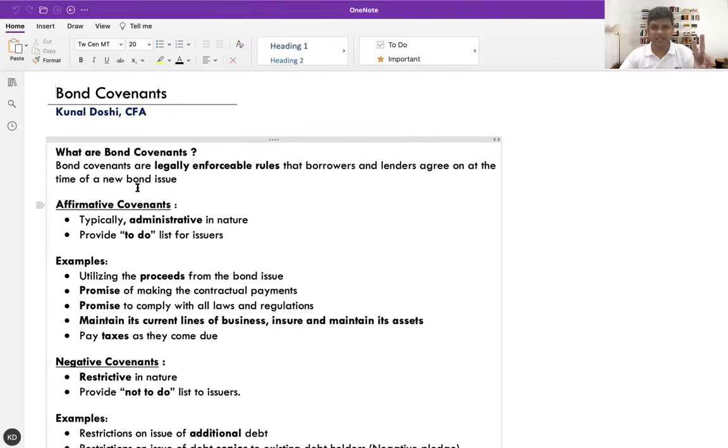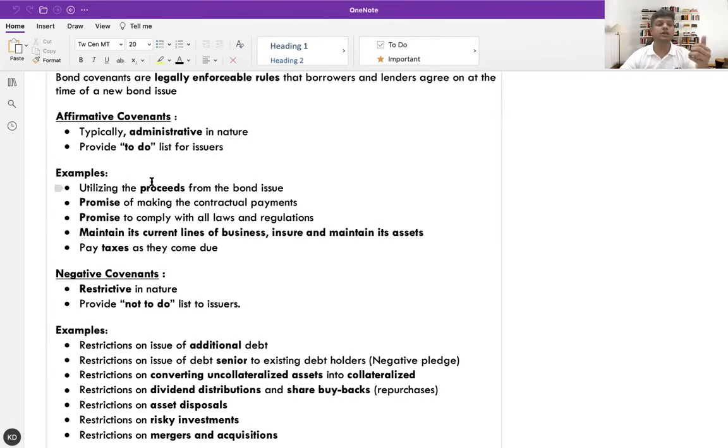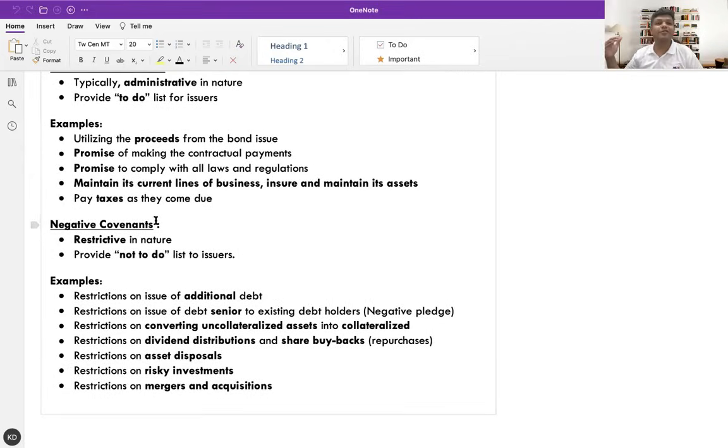So there are two types of conditions or covenants, affirmative and negative. Affirmative means what should the borrower do? And negative means what should the borrower not do? Clear? So for example, what should the borrower do? The borrower should make timely payments. The borrower should comply with all the guidelines, the laws, the regulations, the taxation and all, right? The borrower should maintain its operations in a healthy way, ensure its assets and pay the taxes when they are due. So the borrower has to be a good boy. That's what affirmative covenants are. The negative covenants, I say the borrower does not have to be a bad boy.